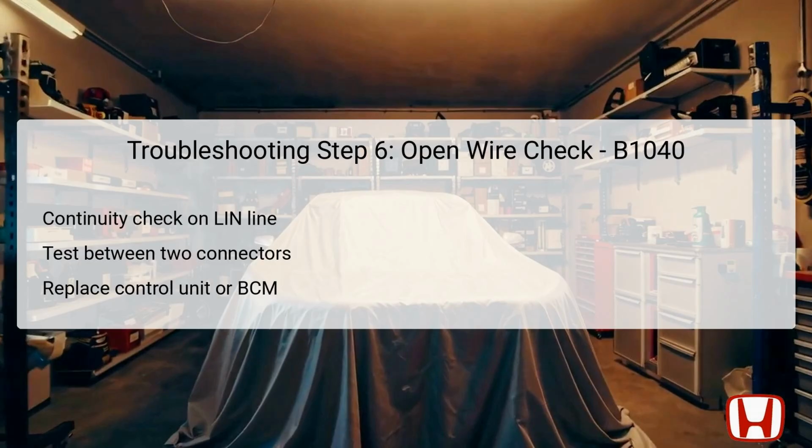This requires checking continuity between pin number 13 of the body control module connector C28P and pin number 4 of the windshield wiper control unit connector, with both connectors disconnected and the vehicle in off lock mode. If continuity is confirmed, the LIN FR wiper wire is deemed to be in good condition. In this case, you would proceed to replace the windshield wiper control unit or motor as the likely faulty component.